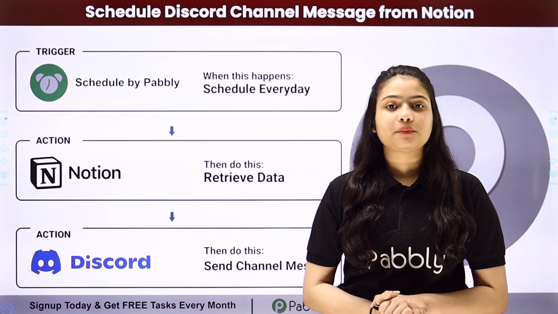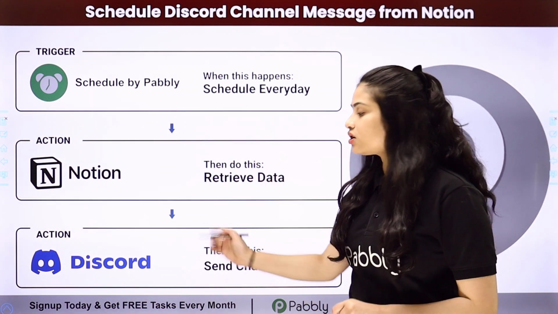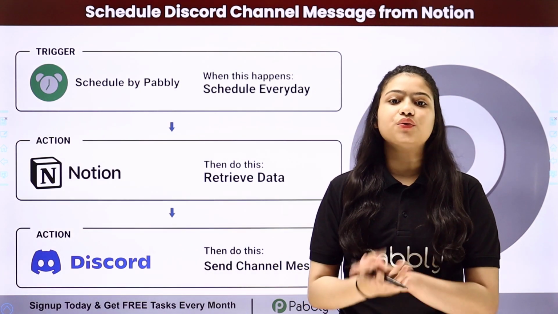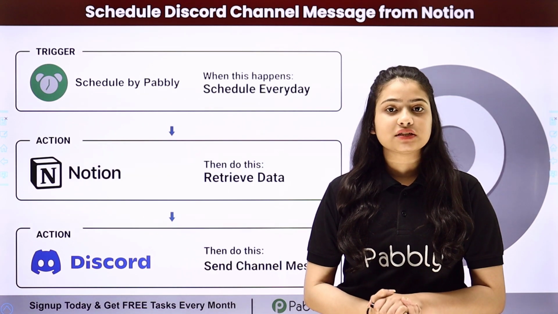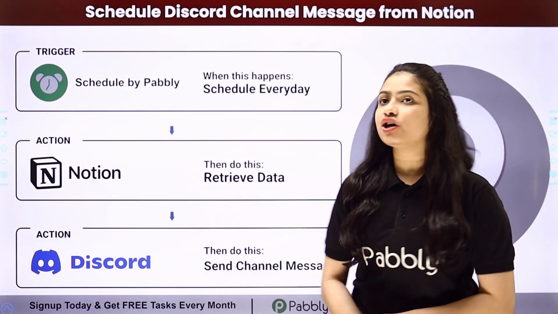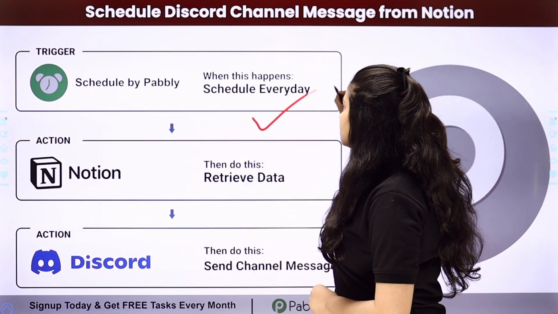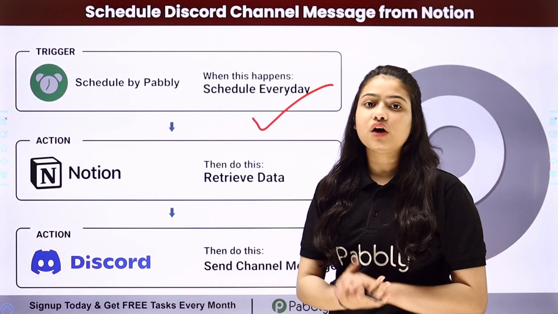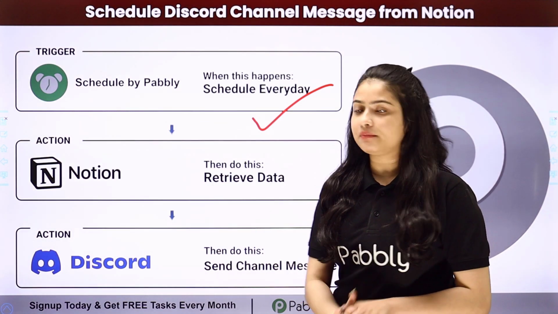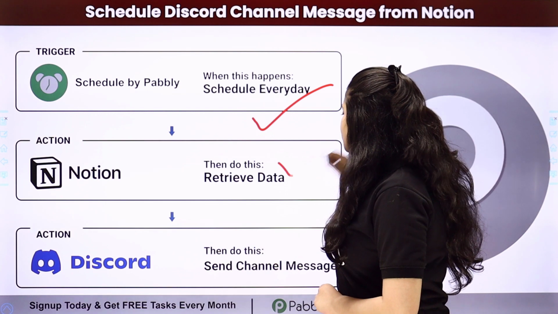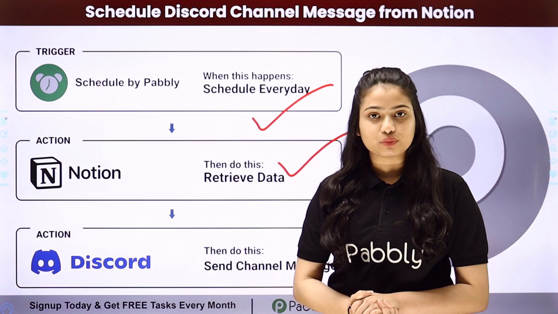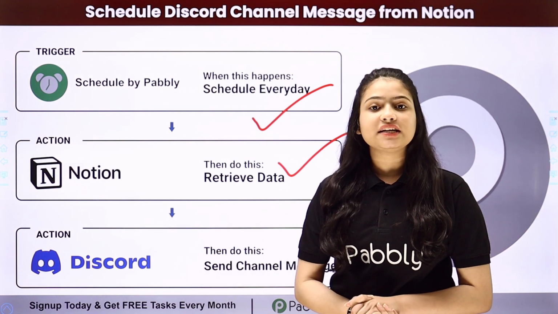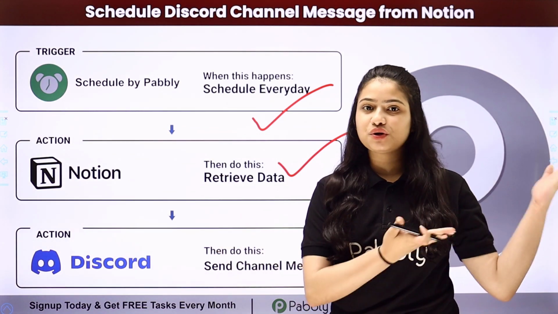For this, we will have to set up a connection between Notion and Discord, and we are going to do that without any coding or programming skills with the help of Pabbly Connect. Pabbly Connect runs on two principles: trigger and actions. Here we are going to take Schedule by Pabbly in our trigger, with the help of which we are going to schedule our workflow every day at a specific time, and then in action we are going to take Notion and Discord, and we will connect all of them using Pabbly Connect in order to automate this entire process. And to learn the entire automation step by step, let me take you all to my screen.